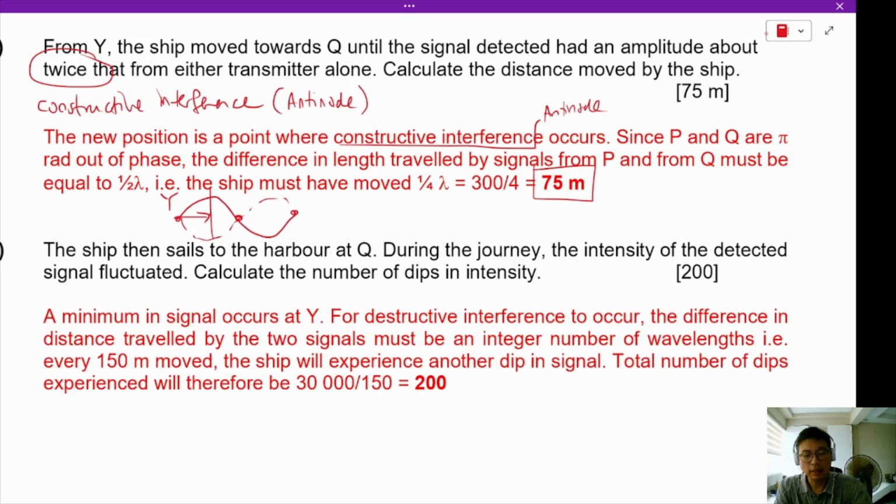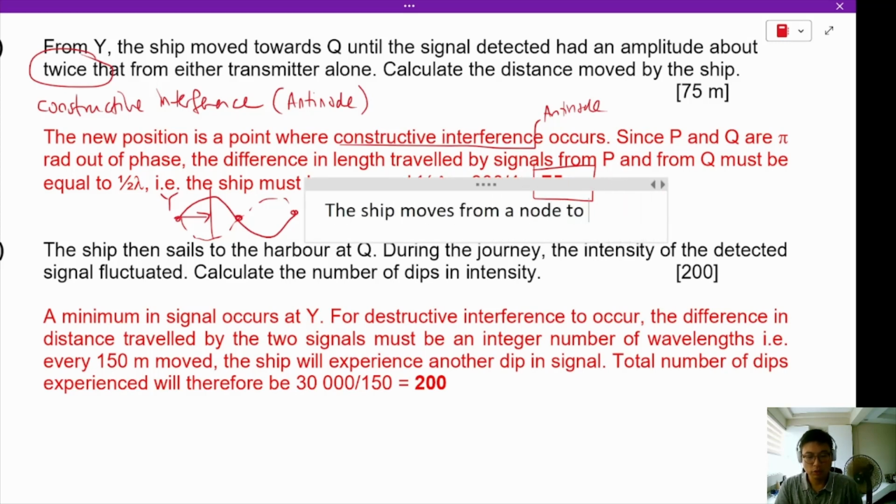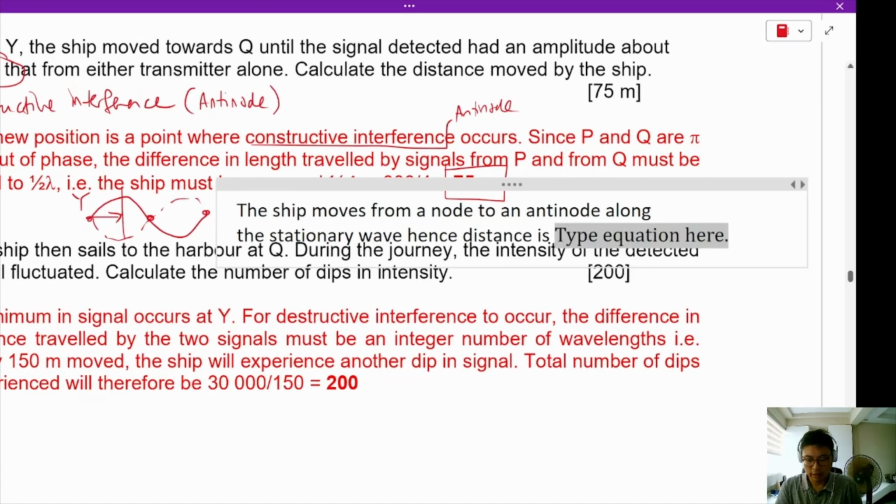Now you can see that explaining it using stationary waves or standing waves is a lot easier than trying to explain it using phase difference and path difference. So I recommend that you explain it using the meaning of stationary waves. So what I will write is: the ship moves from a node to an antinode along the stationary wave. So hence the distance moved is lambda over 4.